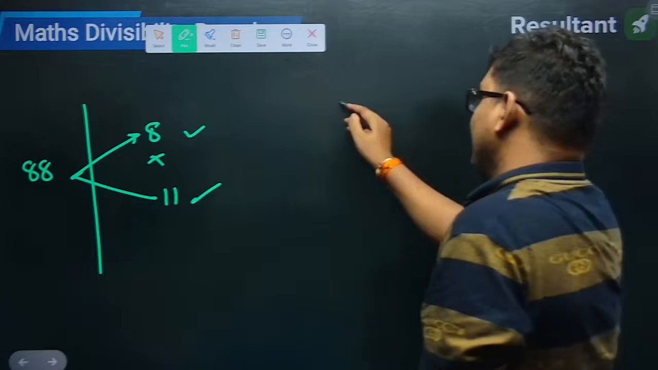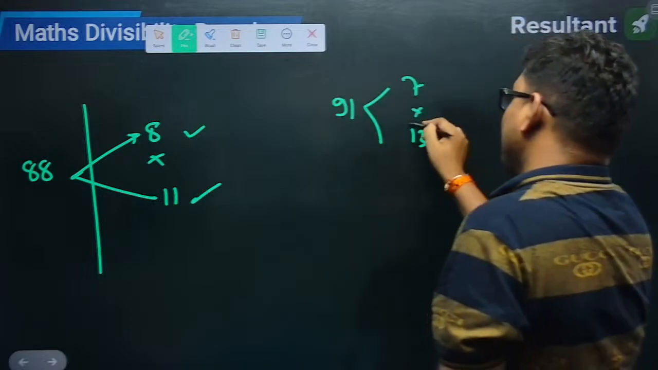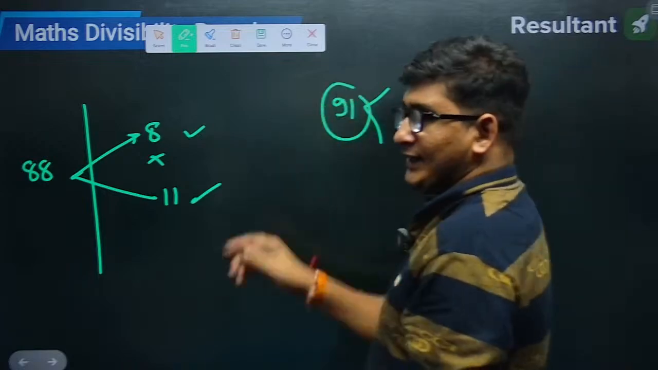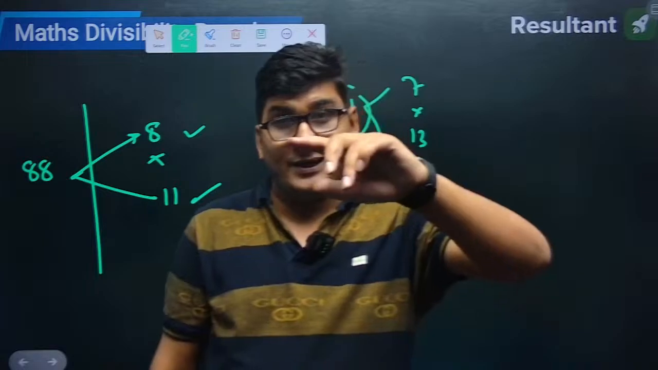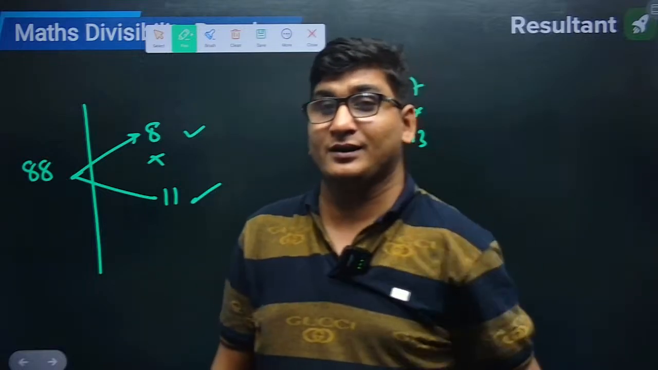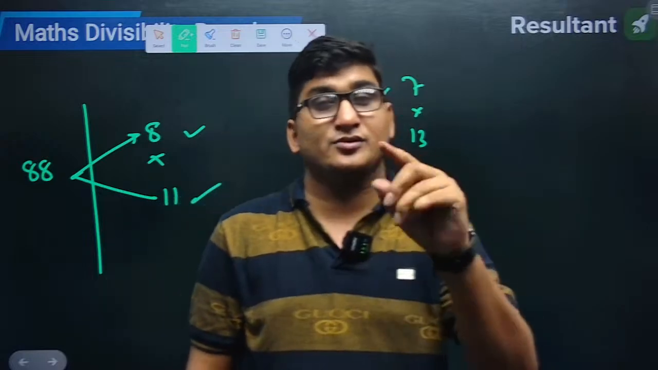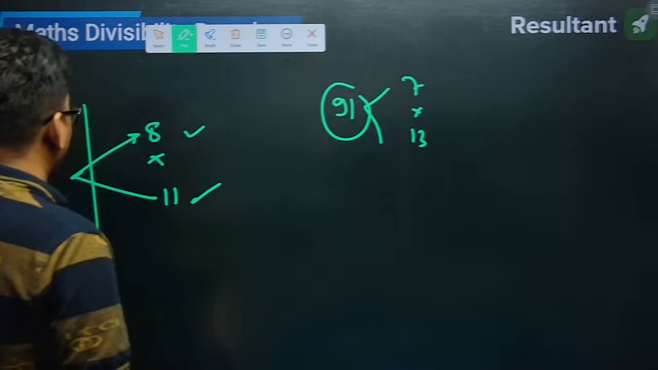And now 91, it breaks into 7 times 13. If you want to check the divisibility of 91, then what will you do? You will check the divisibility of 7 and 13 in parallel. If both divisibility rules work, that number will be completely divisible by 91. Correct? So we can say one thing here.